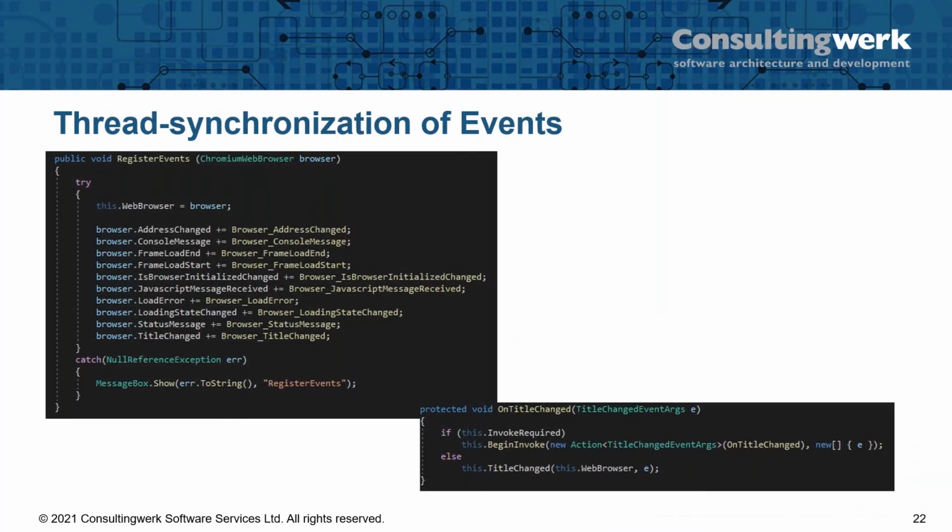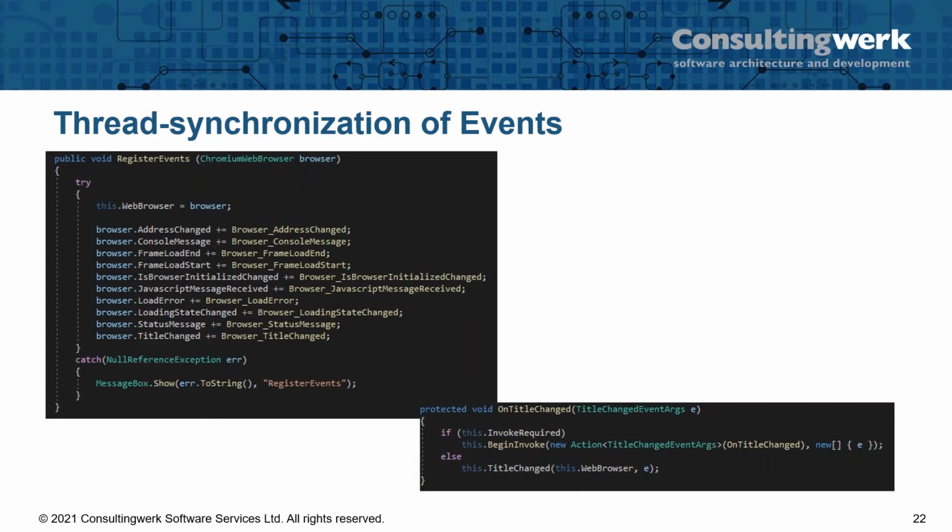So I mentioned the requirement to do the thread synchronization of the events, and what this means is we just have, well, it's a bit more than one class, but for simplicity, one class here that subscribes to the actual events of the web browser, like the address has changed, or the title of the web page has changed, or I start loading the web page, or there's a load error. So all these types of events that may happen when using the web browser.